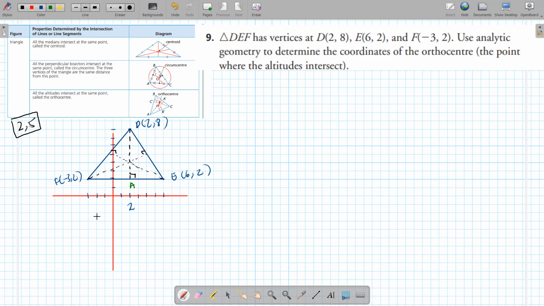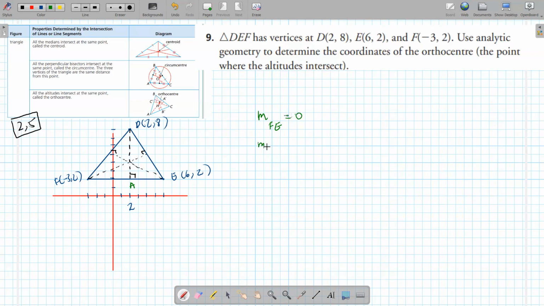I'll give you a hint. Look at the line FE. What do you think the slope is there? What's the rise for FE? What's the slope of FE? It's just a horizontal line. It's 0. So the slope of line FE is 0.